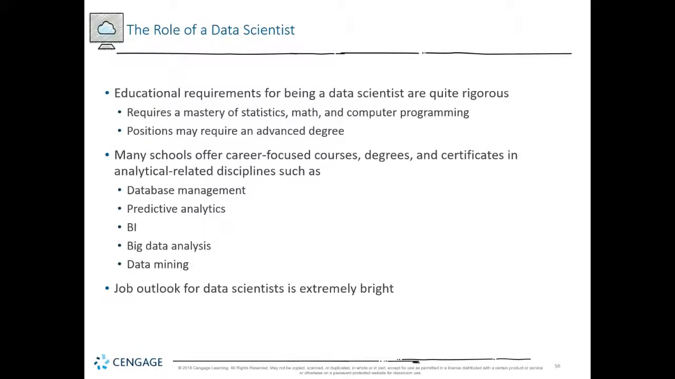The role of the data scientist. Educational requirements of being a data scientist are quite rigorous. It requires a mastery of statistics, math, and computer programs. Positions may require an advanced degree. Many schools offer career-focused courses, degrees, and certificates in analytics-related disciplines such as database management, predictive analytics, BI, big data analysis, and data mining. The job outlook for data scientists is extremely bright.